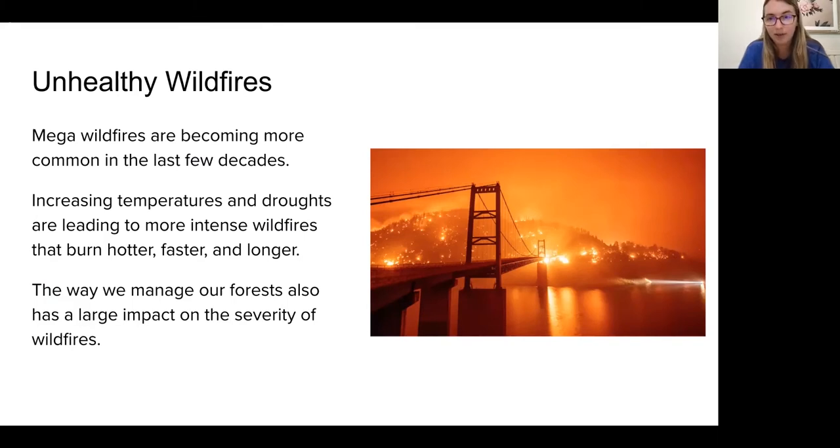However, there are unhealthy wildfires. So mega wildfires, which are those really, really big, hot, intense wildfires, have become more common in the last few decades. And this is due to two main factors, which are climate change and the way that we're managing our forests. Increasing temperatures and droughts caused by climate change are leading to those more intense wildfires. And those wildfires are burning hotter, faster, and longer. They're burning up more of our forests than is natural. But the way that we manage our forests does have a very large impact on the severity of wildfires.